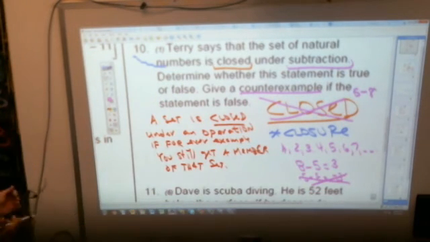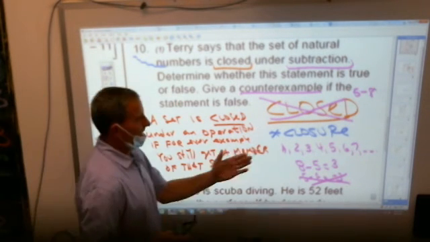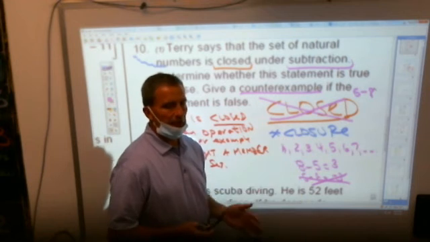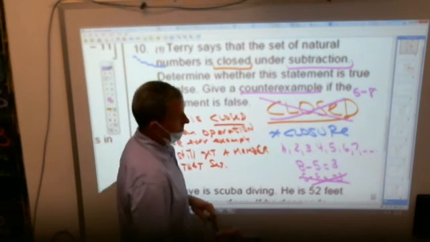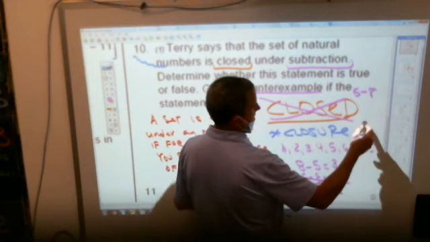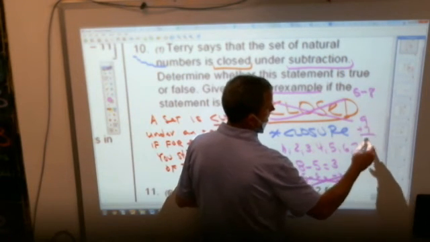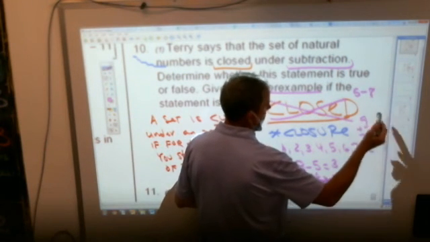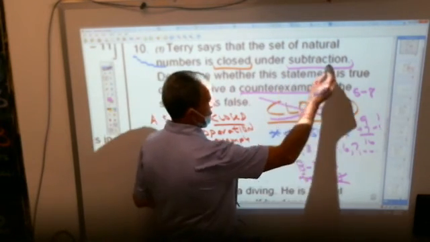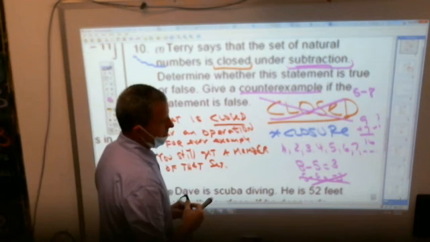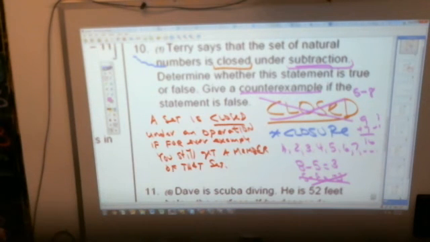Would natural numbers be closed under addition? Can you think of any two natural numbers you would add together that would not give you a natural number? If you can't, you just start randomly writing things down. 9 plus 7, 16. 1 plus 1, I don't know. Under addition, this would be closed. Subtraction, it is not closed. Now, back to Frankie's question.